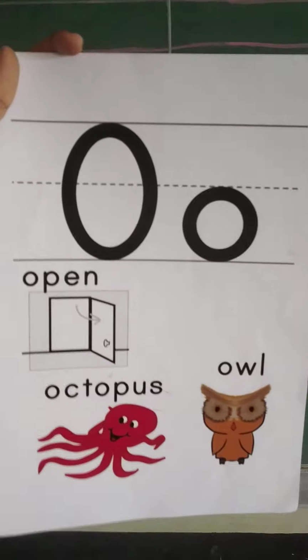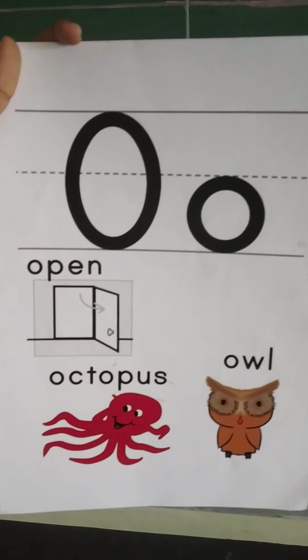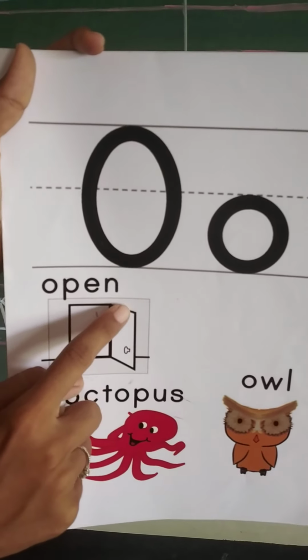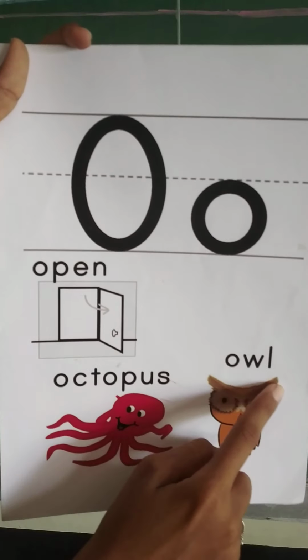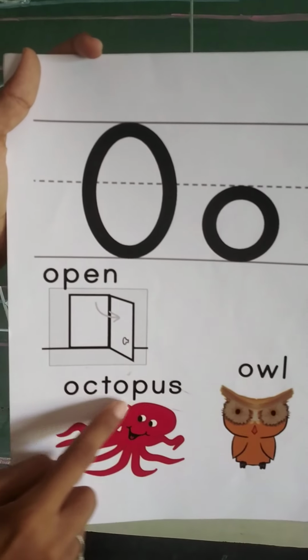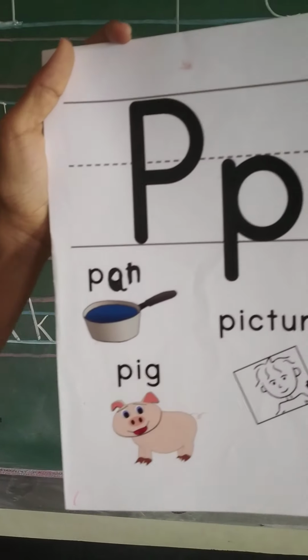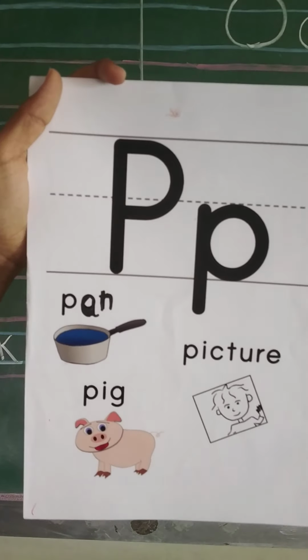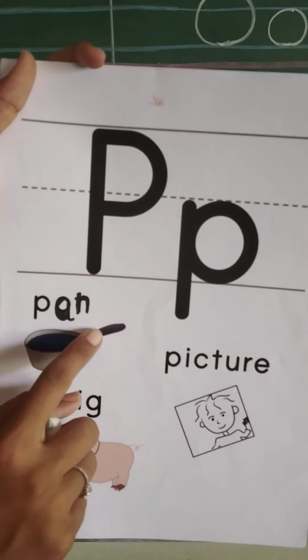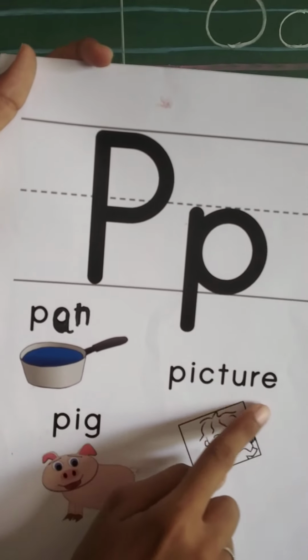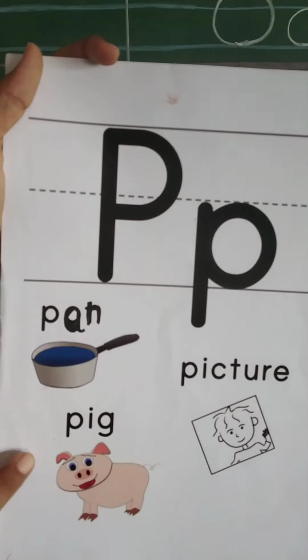O. What is the sound of O? Open. Owl. Octopus. O after which letter? Letter P. What is the sound of P? Pen. Picture. Pig. So what will we write here?